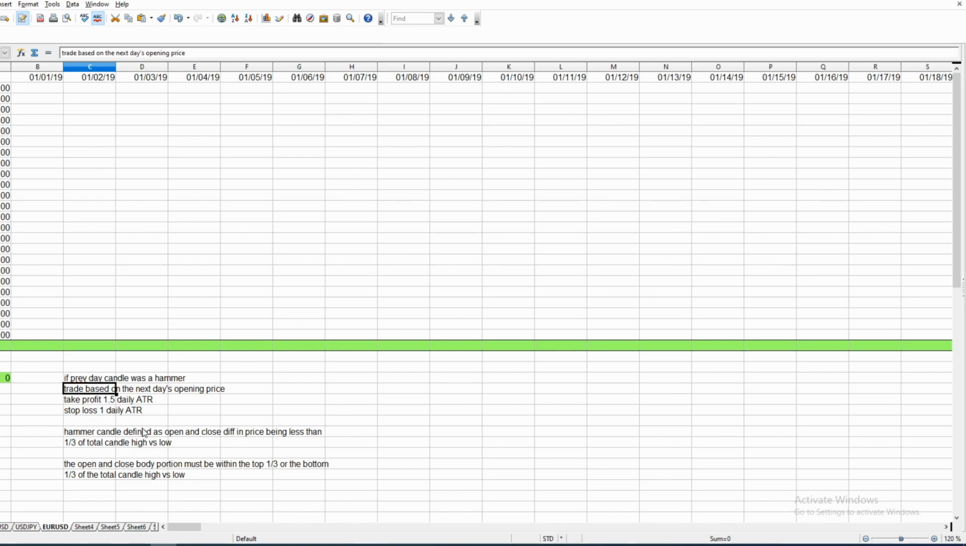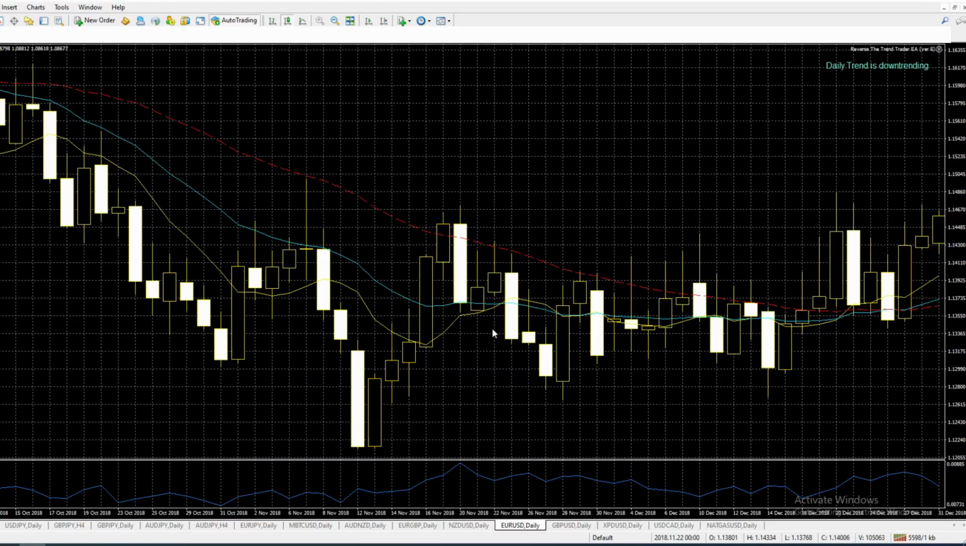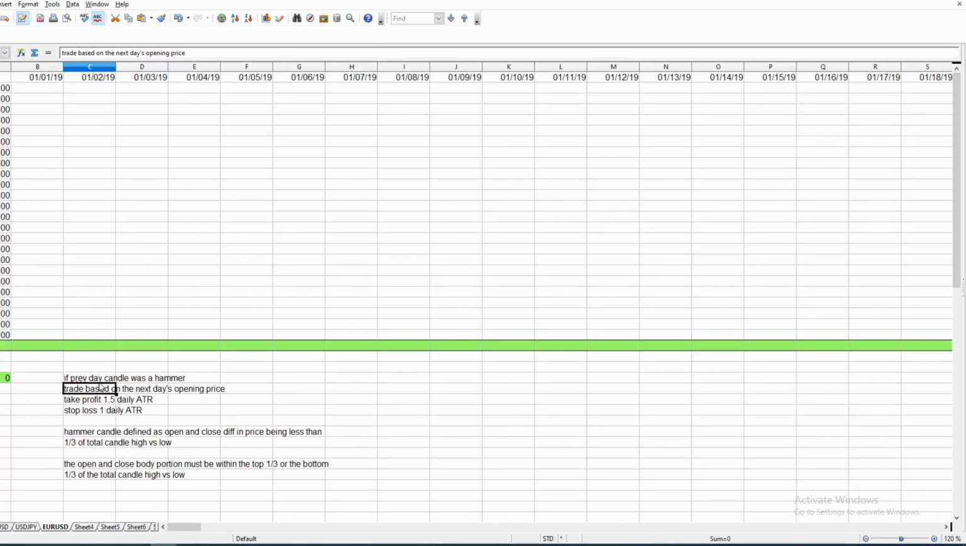I'm going to be testing on the daily charts, which means each candle represents one trading day. If the previous day's candle was a hammer candle, I will trade based on the next day's opening price. That means I'll enter a buy or sell trade at the beginning of the next day's trading session, and my take profit target will be 1.5 times the daily average true range, or ATR for short, and my stop loss will be 1 times the daily average true range, ATR.